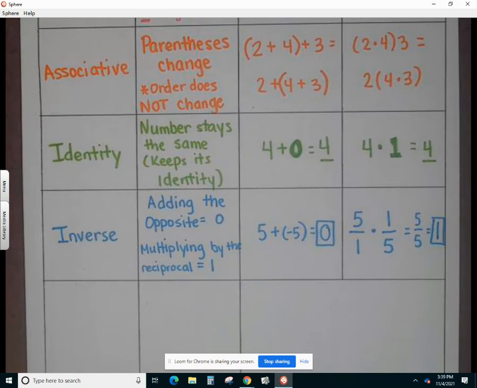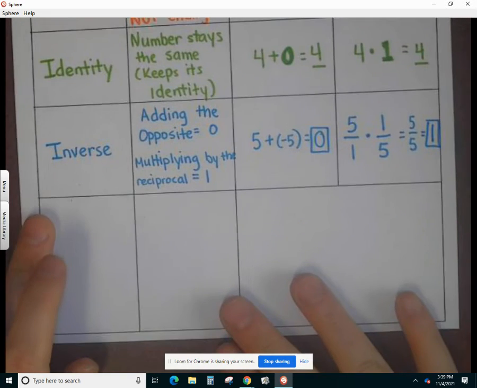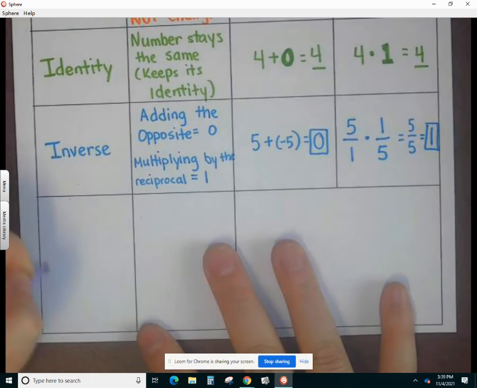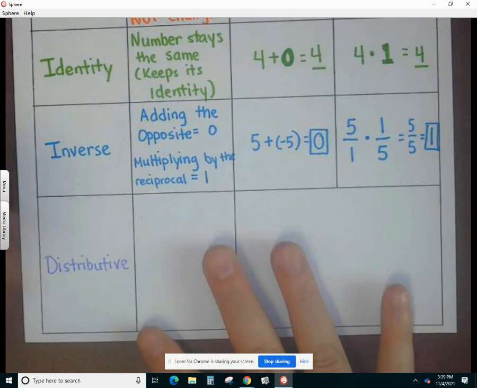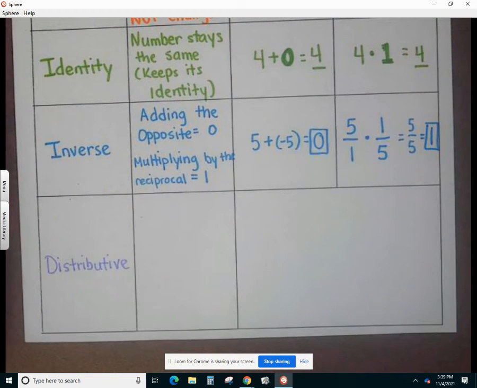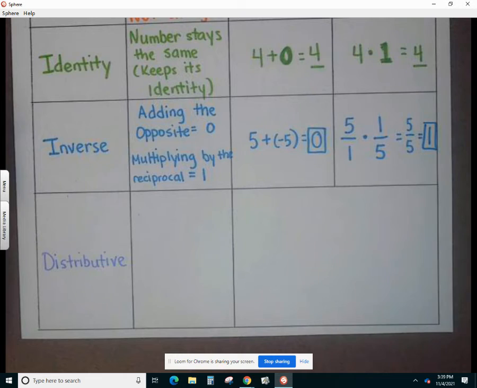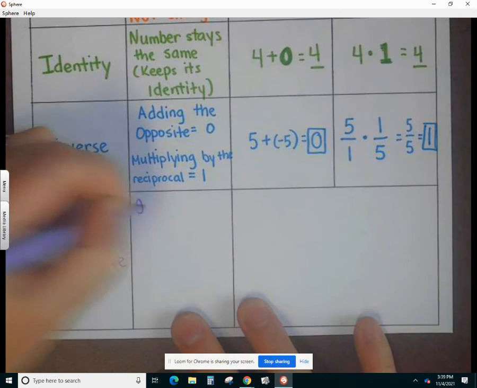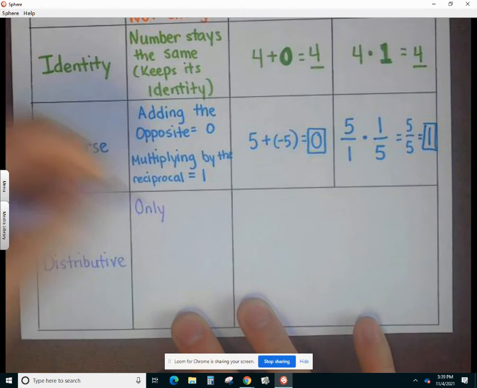You're probably happy to hear that we are on our last one now. This is called the distributive property. Some people have started seeing this on Dreambox. Notice that this has one big box. It doesn't have a separate one for adding and multiplying. So this is one way that you'll be able to pick this out on your assignment.